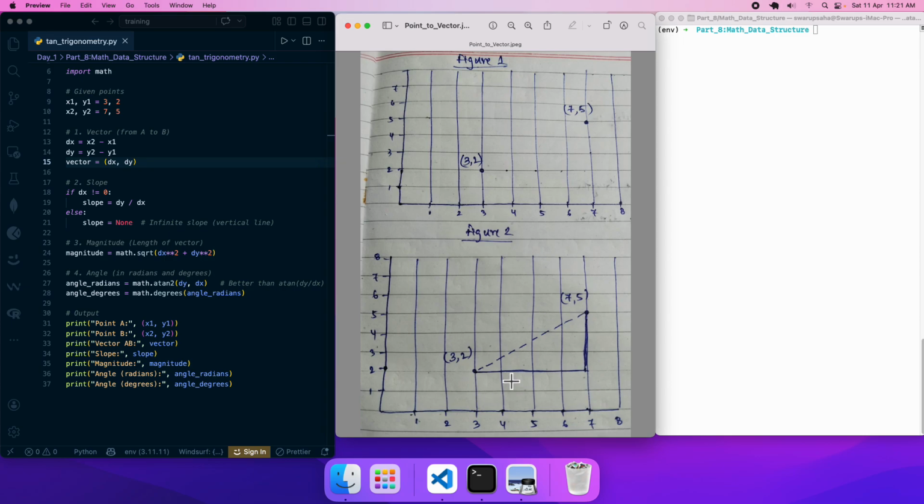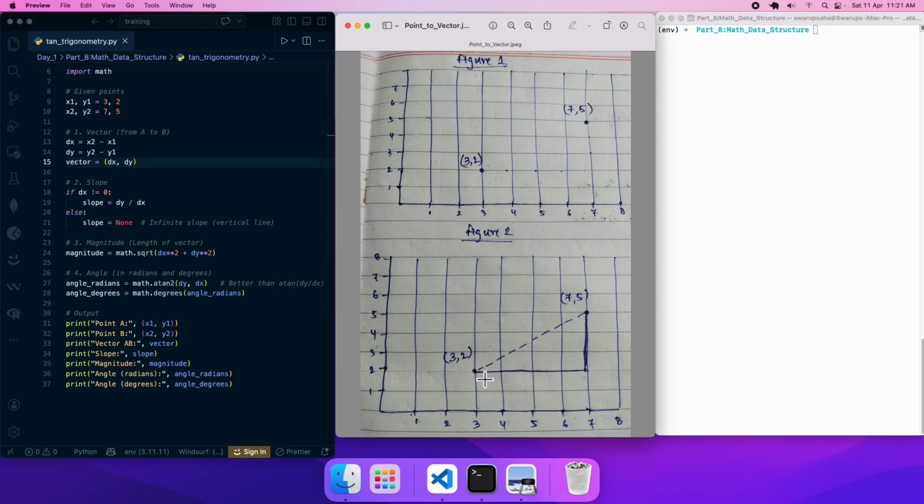Well, it portrays that if you run 4 units to the right, 1, 2, 3, 4, and you stand up 3 units, 1, 2, 3, you frame this particular right angle triangle. But I would like to know what this hypotenuse is, or you can say what the length of this particular line is. And I also want to know what the angle is on the x-axis.